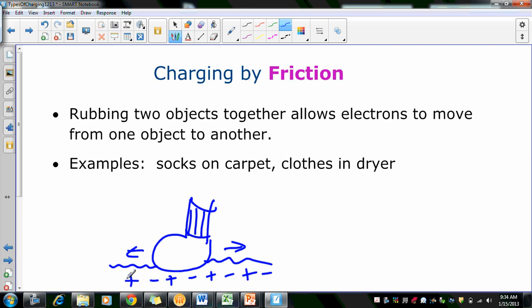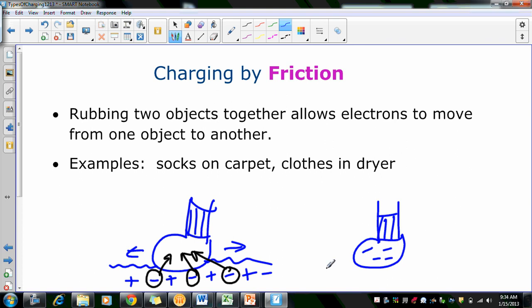What we're causing is, again, the positive protons cannot move, but the electrons can. And so as we're moving this back and forth, the electrons are moving onto the sock. And what that ends with is a negatively charged sock and a positively charged carpet. So friction, socks on carpet, clothes in the dryer, same thing happens with a shirt versus a pair of pants. They rub against each other as they're flying around inside the dryer, and this rubbing causes electrons to move from one object to another.